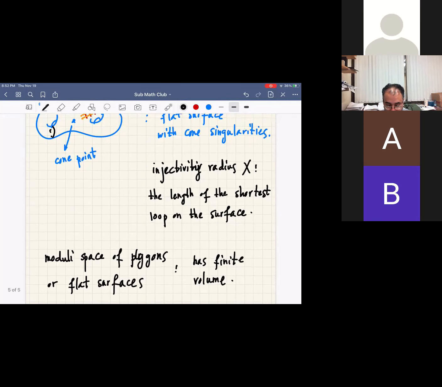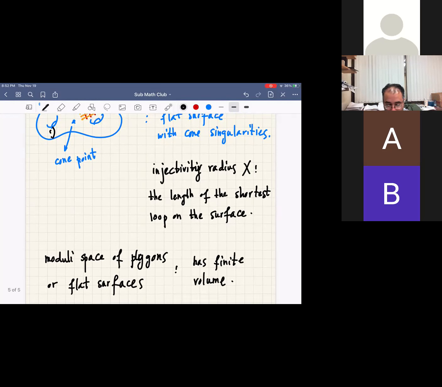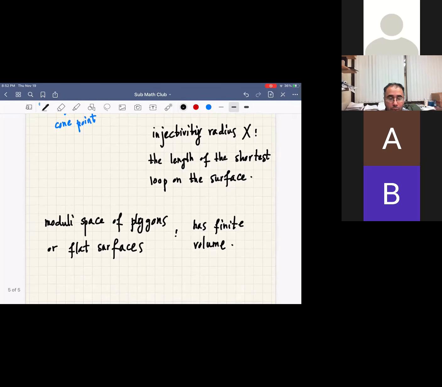where the corresponding surface has genus 2. So it's a surface which looks like this. And when you put all of them together, that's called the moduli space of polygons of a certain type, or flat surfaces of a certain type. And it has a finite volume.